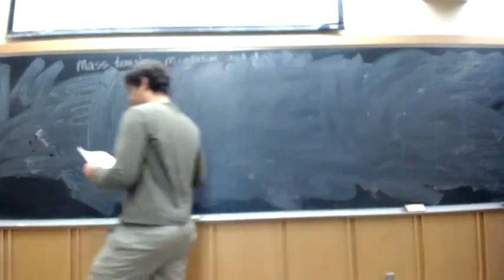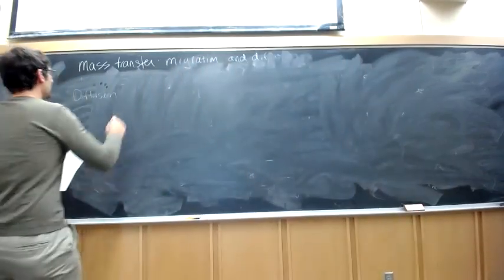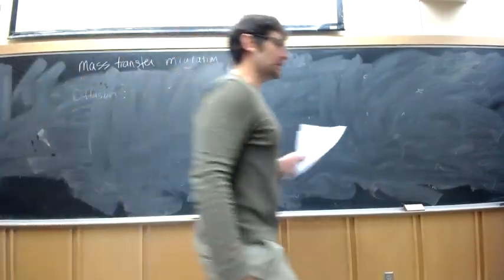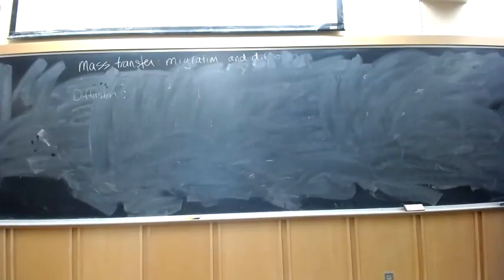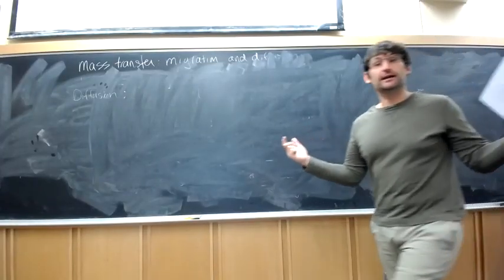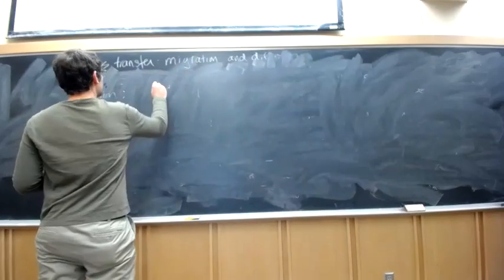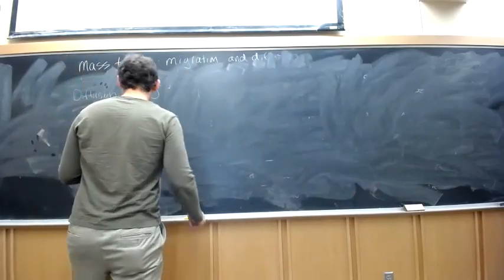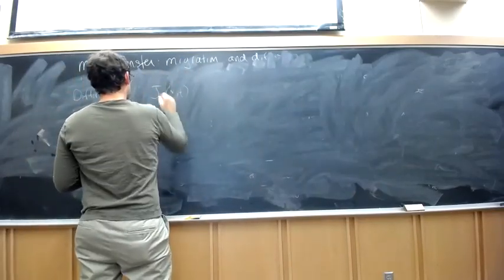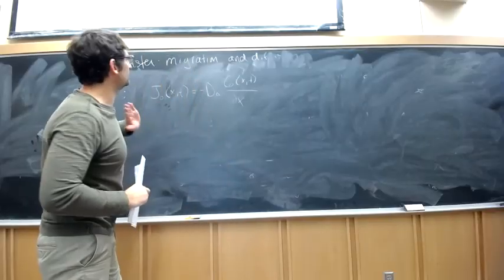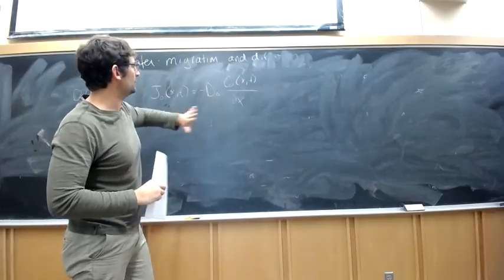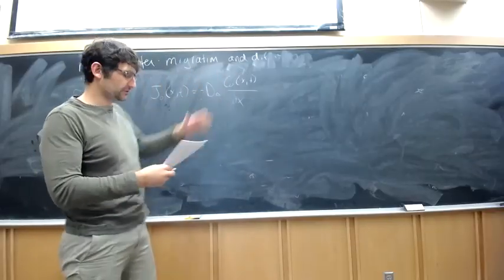Continue on now and do diffusion. If you remember, the expression in the Nernst-Planck equation has Fick's first law in it, right? And that was the first term in the Nernst-Planck equation. So we have some species, say species O. The flux due to diffusion is just the negative diffusion coefficient times the concentration gradient. So that's Fick's first law.